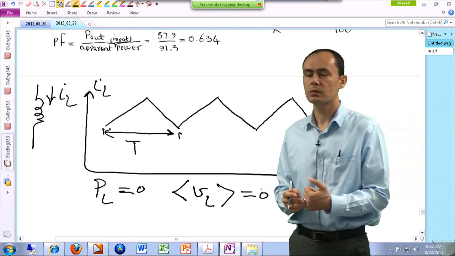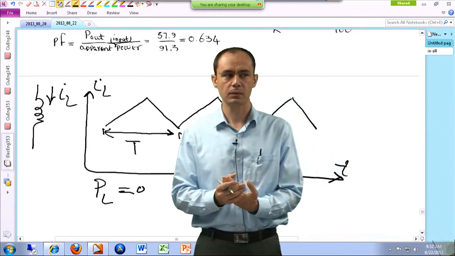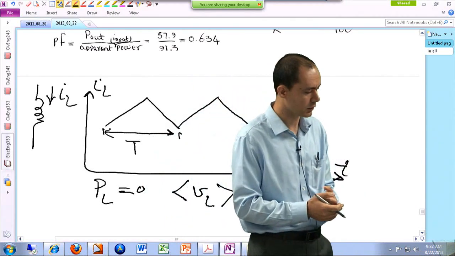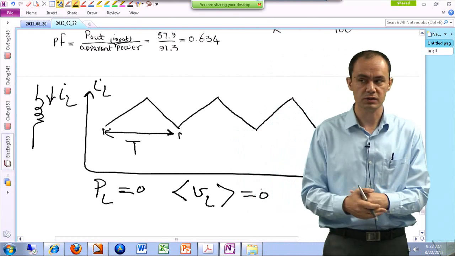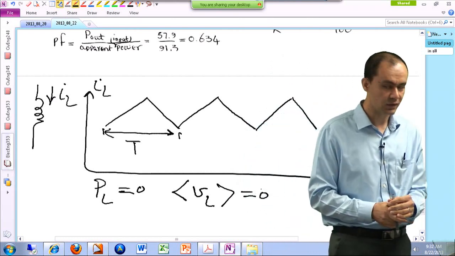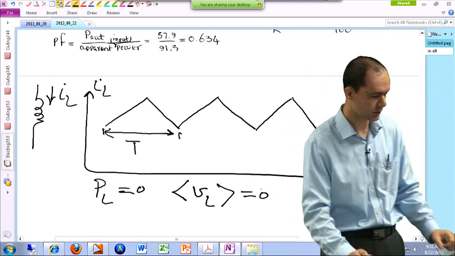And you can make the same argument for a capacitor. If I have a capacitor which has a periodic voltage waveform, I can argue that the average power absorbed by this capacitor is 0, as well as the average value of its current should be 0.